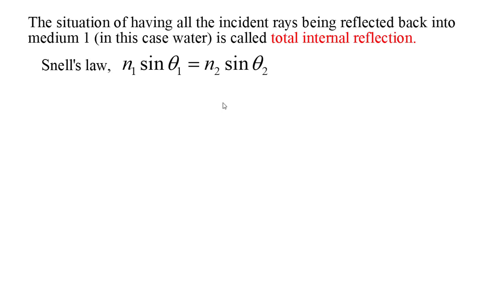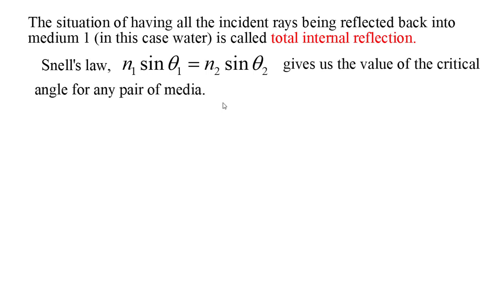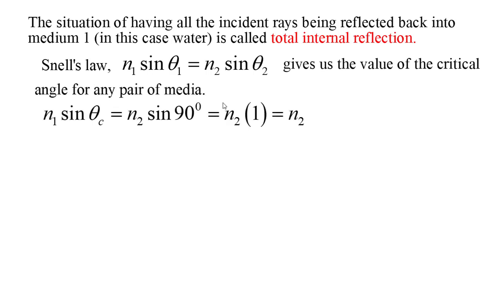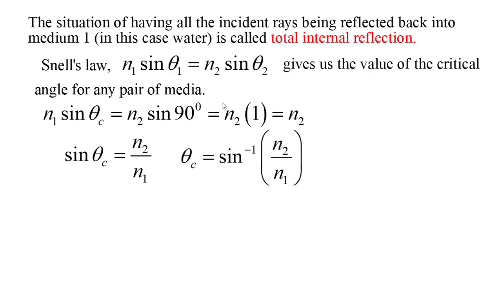Snell's law, n1 sin θ1 = n2 sin θ2, gives us the value of the critical angle for any pair of media. n1 sin θc, that is the critical angle, is equal to n2 sin 90 degrees. That is n2 times 1, which is simply n2, and sin θc becomes n2 divided by n1, or the critical angle is simply the sine inverse of the ratio of n2 to n1.